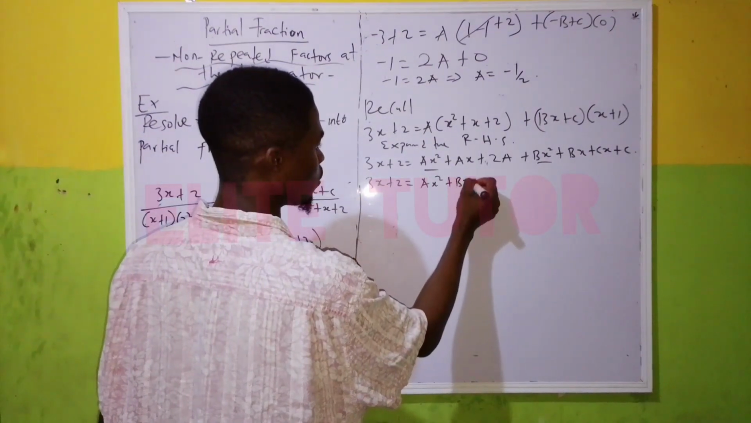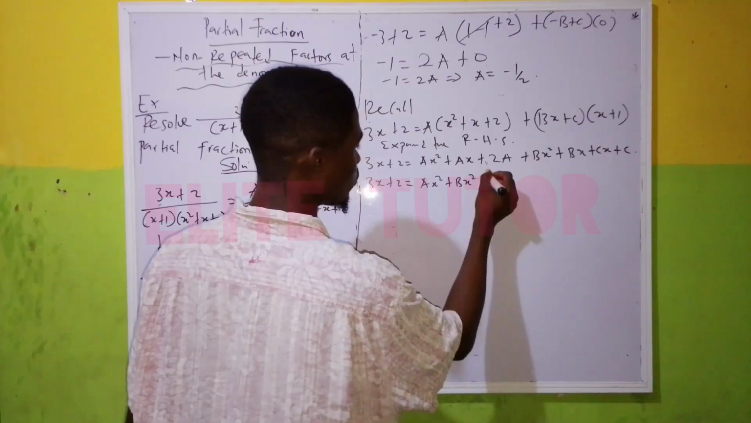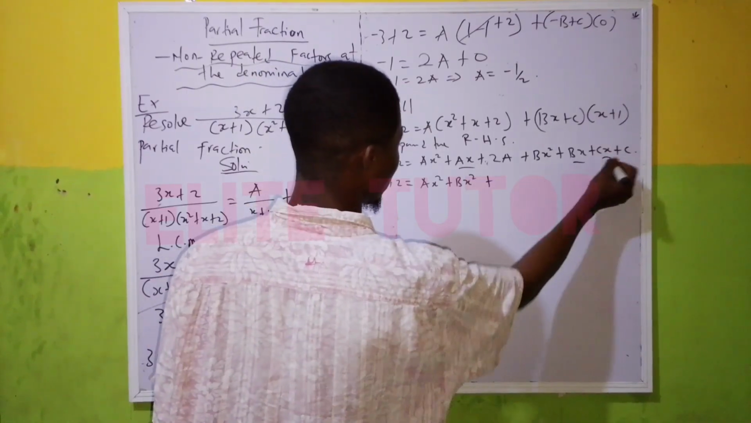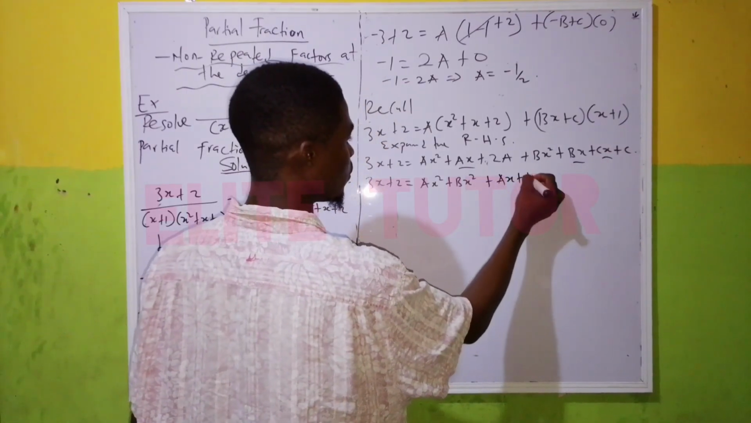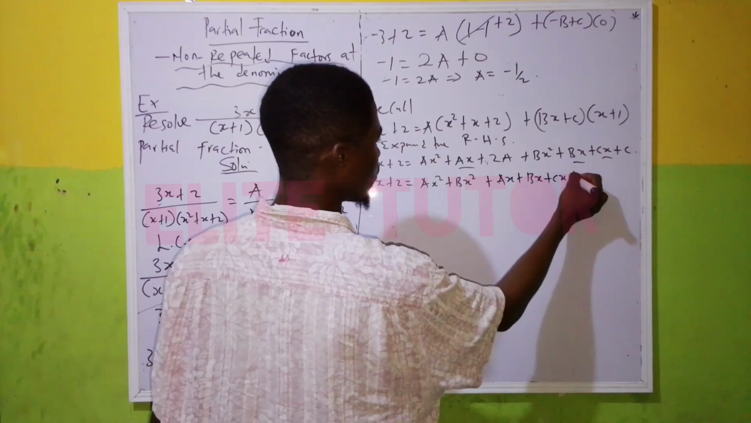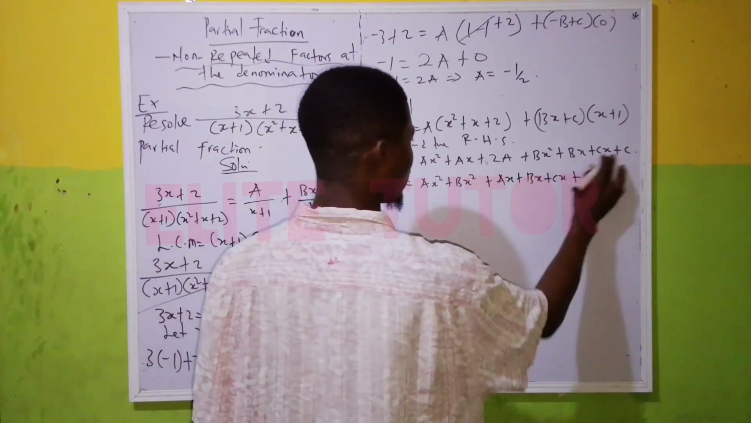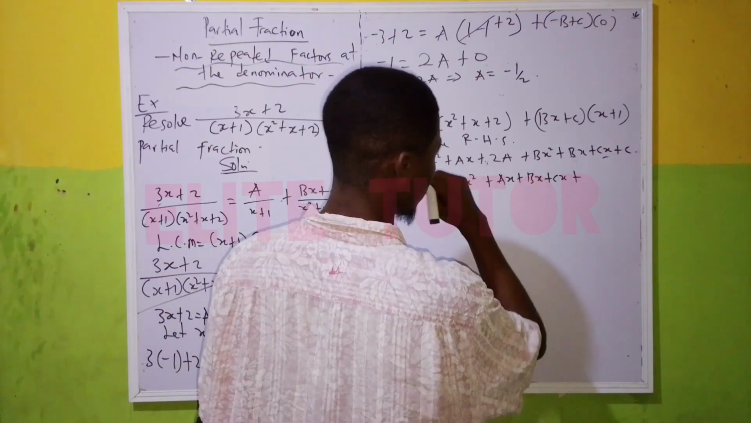So 3x + 2 equals, you take the common coefficients: Ax² plus Bx², alright? So I'm done. Then take the ones that have x: Ax plus Bx plus Cx, we're done with this. Which one else again? 2A plus C.